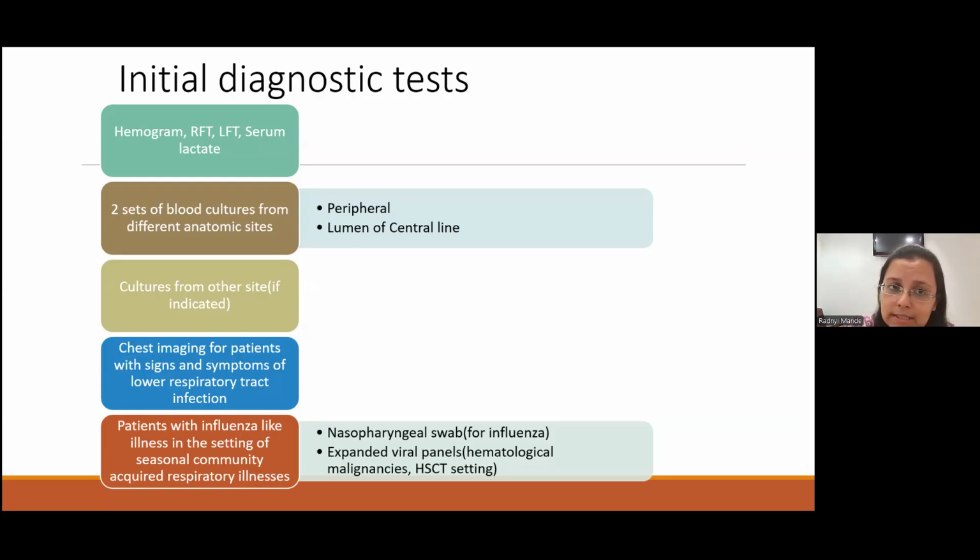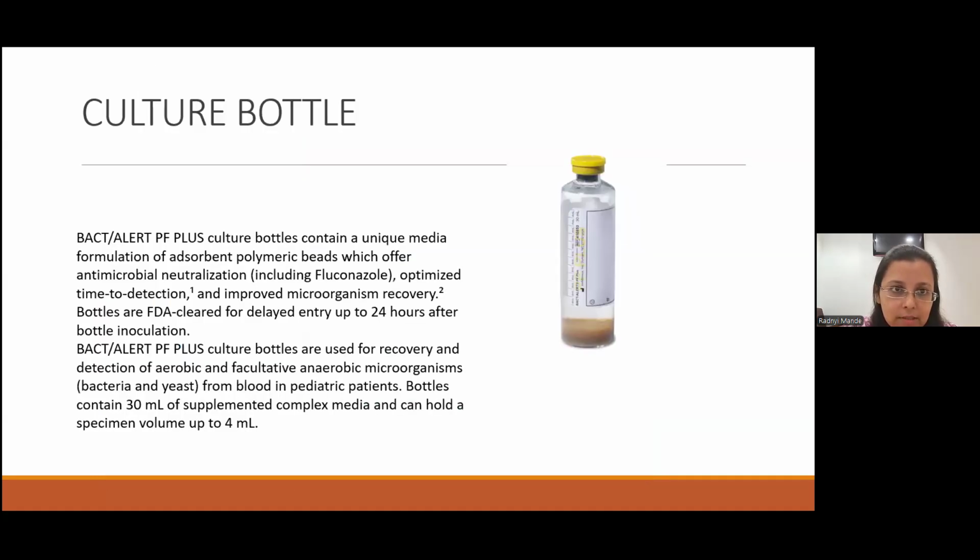So what I said is, we do a complete blood count. We send a culture, a paired culture preferably, if not just from the central line. And CRP; some centers do send CRP, liver function test and renal function test. So these are the two culture bottles. One is the pediatric culture bottle and the other is the adult culture bottle.